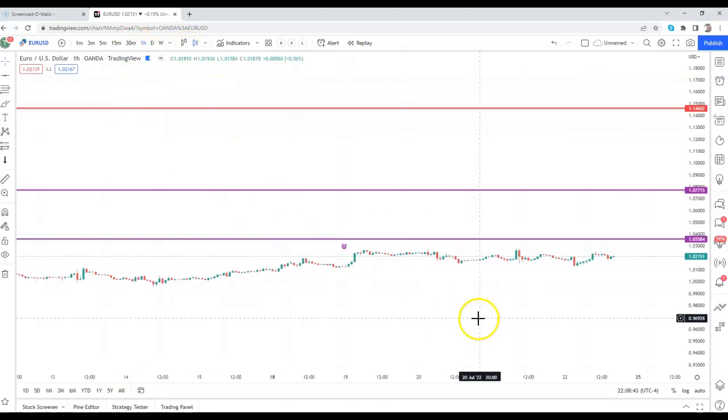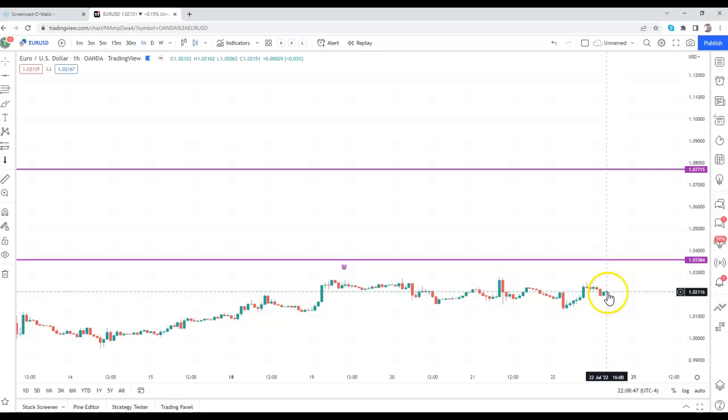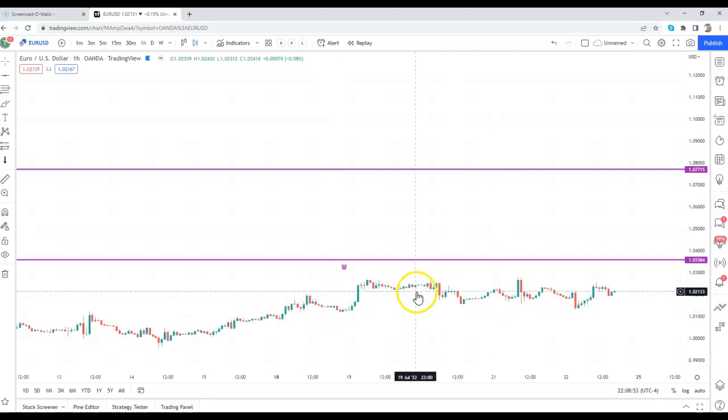Going down to the hour, each candle within the hour time frame is the same thing. This is 1 hour, the last hour we were open. This was the hour before. Each candle represents 1 hour.